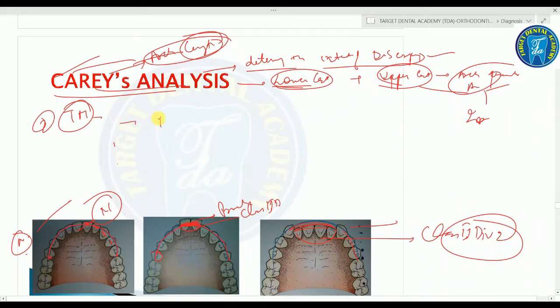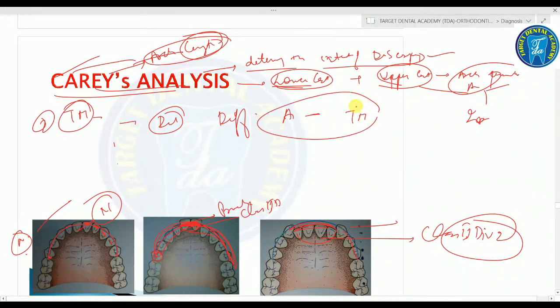Now coming on to the determination of the discrepancy. In this, the discrepancy refers to the difference between the arch length, this length you can measure, minus your tooth material. So this is what your Carey's analysis is.